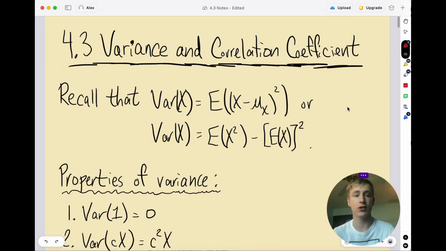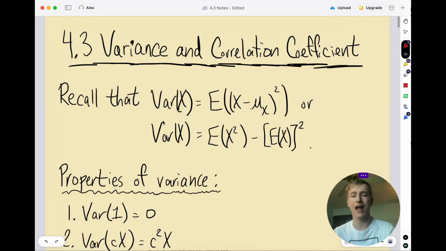In this last section of chapter 4, we're going to talk about variance a little bit more, some properties, then we're going to end with the correlation coefficient, which you might remember from anything that you read about in linear regression or statistics for psychology. Okay, so first let's recall what the variance is.